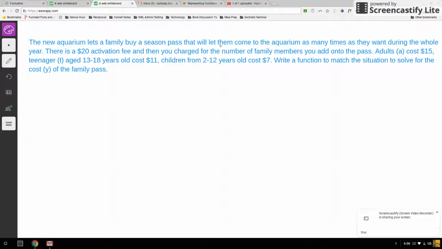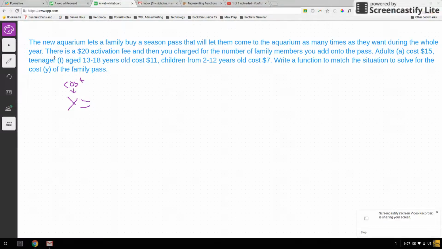Now, in this situation, you see that they've actually given us the letters that they want us to use for the variables. When they do that, we have to actually use the letters that they give us. All right. So we're trying to figure out the cost of a family pass, and they want us to use y for our variable for cost. So our function is going to start with y equals. We're trying to figure out the cost. I'm going to write that up here. That's what y means.